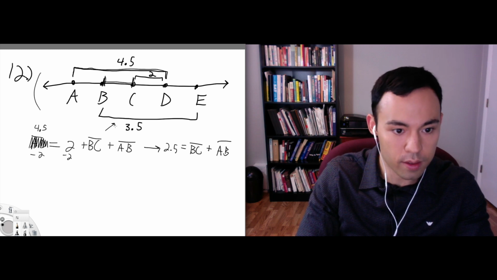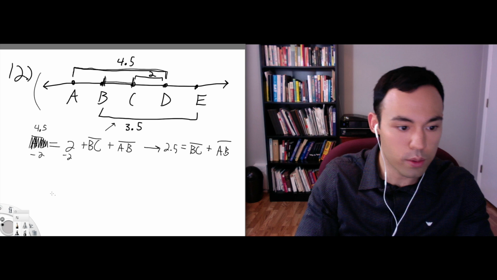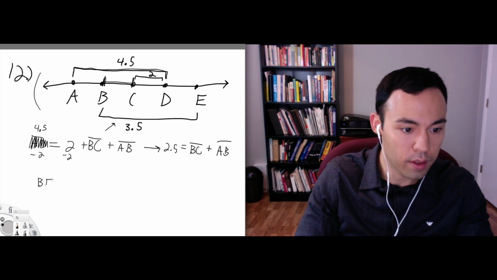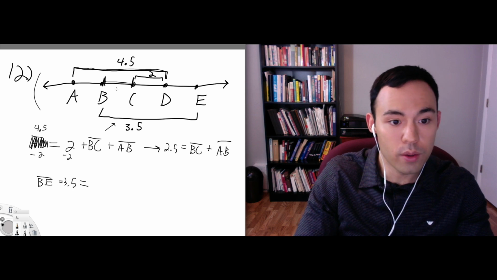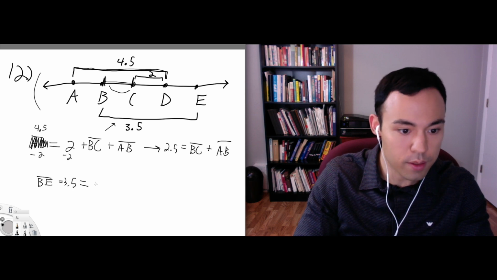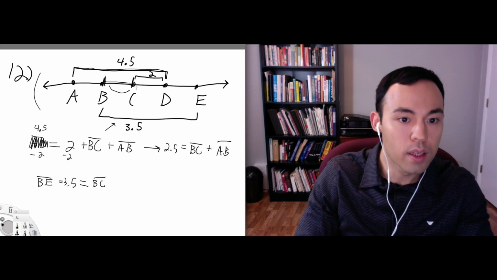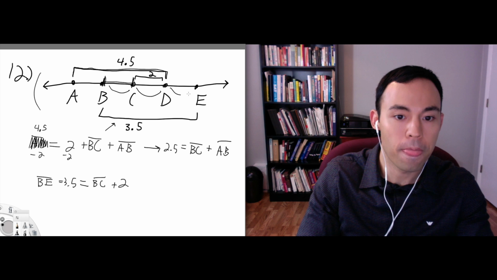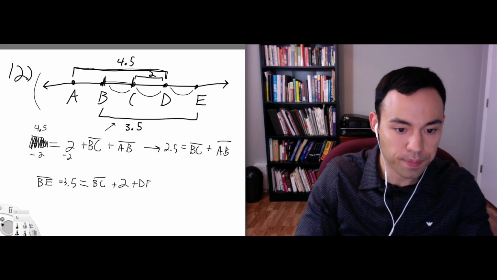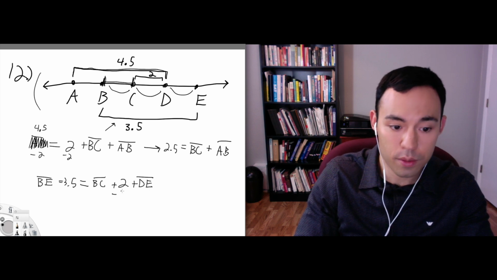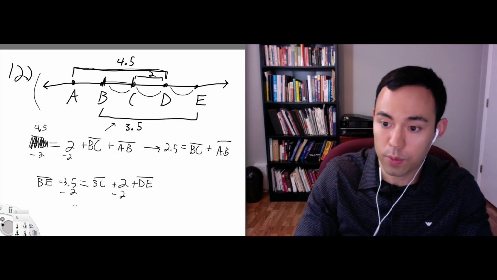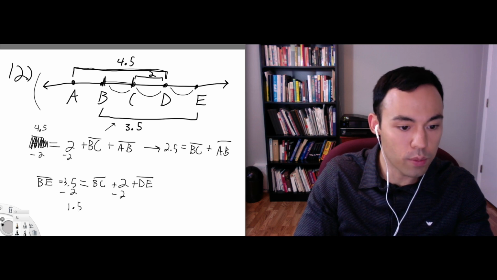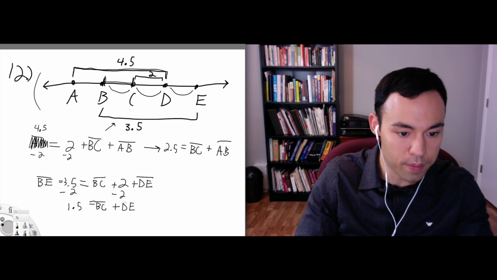Now let's look at this over here. BE in total is 3.5. So BE equals 3.5, and that's going to be equal to BC, the mystery value, plus CD, which is 2, that's given, plus DE. Right? We're going to do the same trick over here, subtract 2 from both sides. We're going to have then 1.5 is equal to BC plus DE.